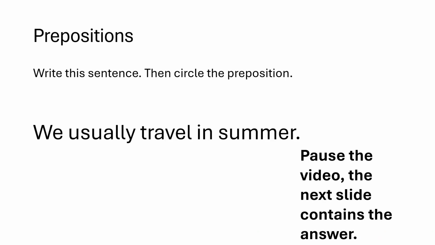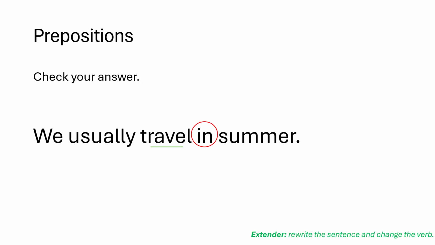Write this sentence, then circle the preposition. We usually travel in summer. Pause the video. The next slide contains the answer. Check your answer. We usually travel in summer. The preposition is in.